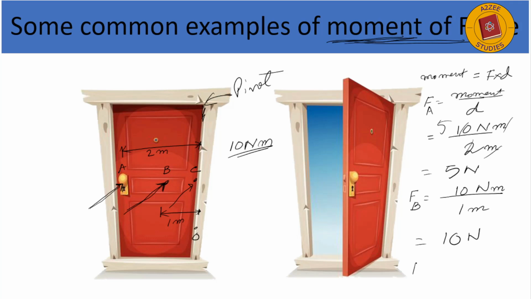And if we calculate the force required at point C, we will find that 10 Newton meter divided by 0 is equal to infinity or undefined, whatever you say. So you can never open the door when you put the force at the hinge. So while opening or closing the door, the doorknob is always fixed here, and the doorknob is not fixed here or anything closer to the hinge, right?